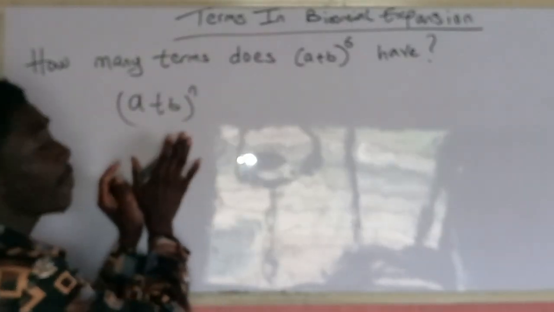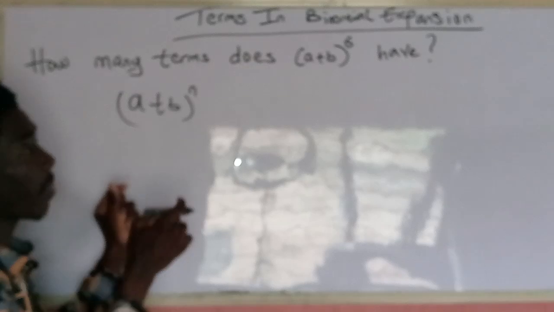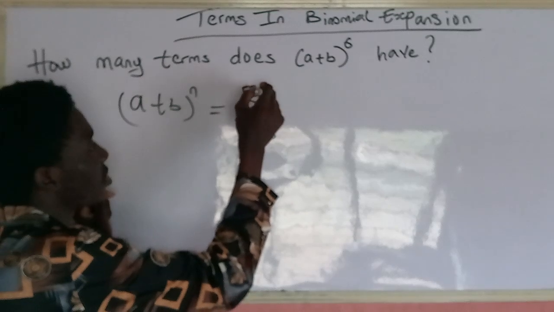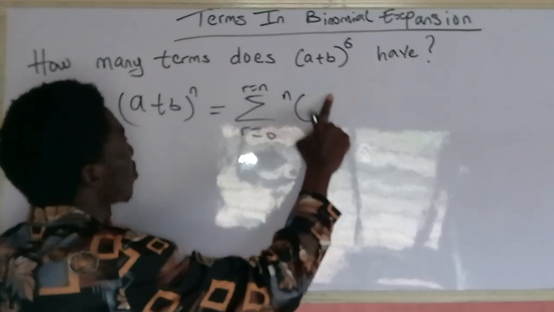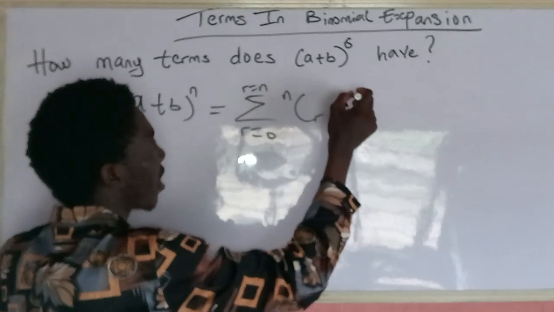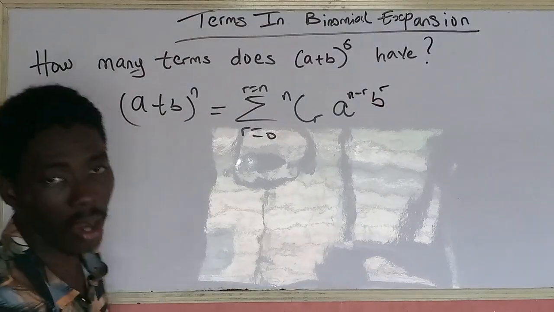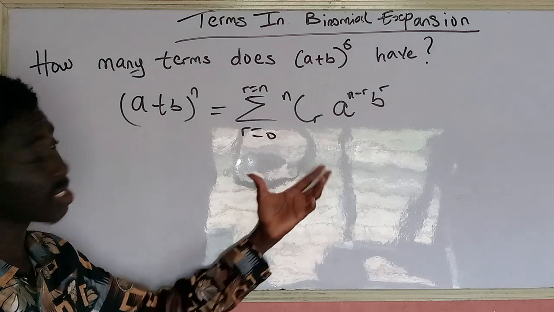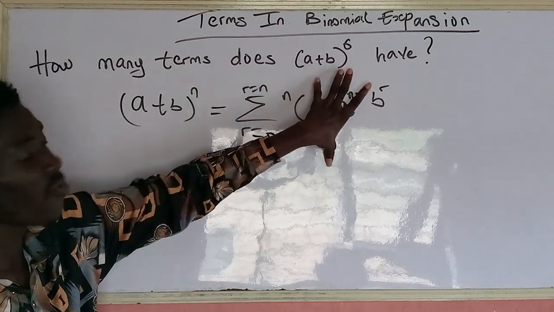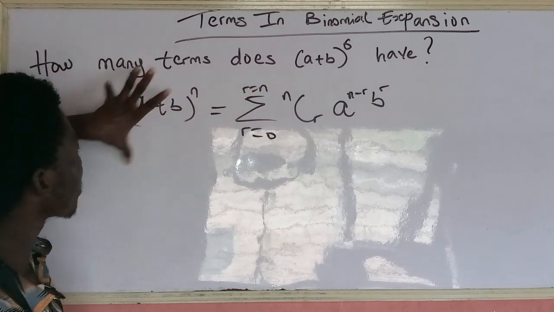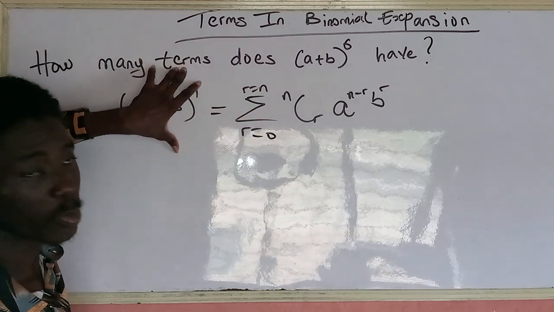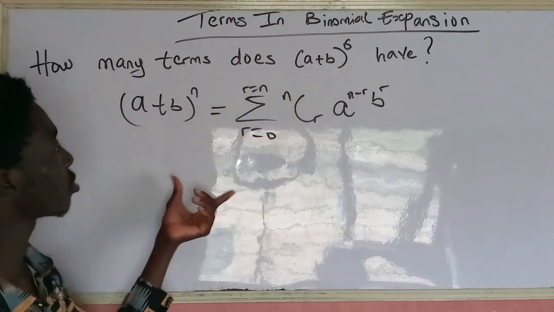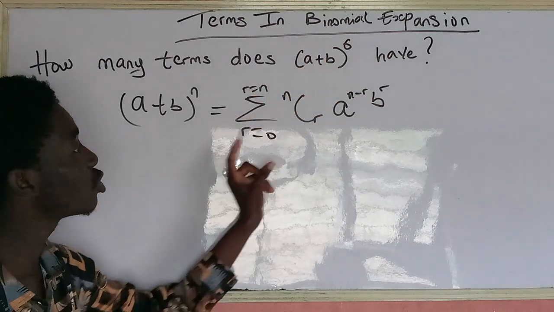Generally, in the binomial theorem we have a full formula: (a + b)^n is equal to the summation of r from 0 to n of nCr times a^(n-r) times b^r. This is what we call the binomial theorem. It is a way of expressing the terms of an expansion of a binomial to a particular power n. Do we have to go through this? No, we can know the number of terms without going through this.